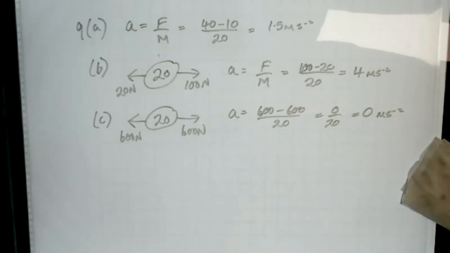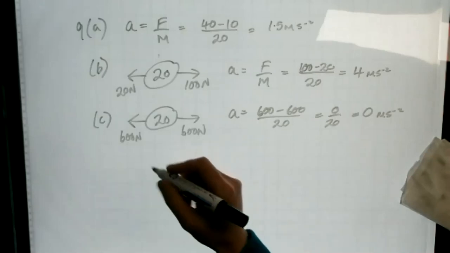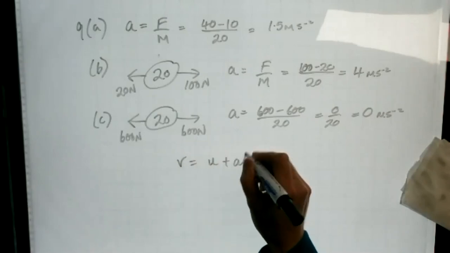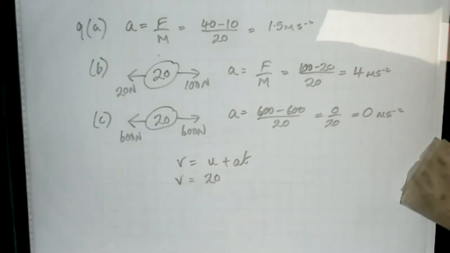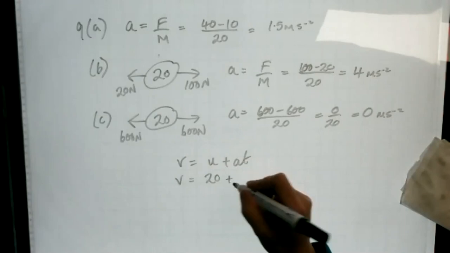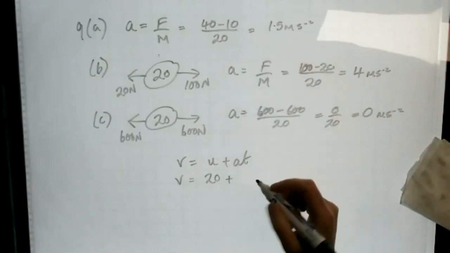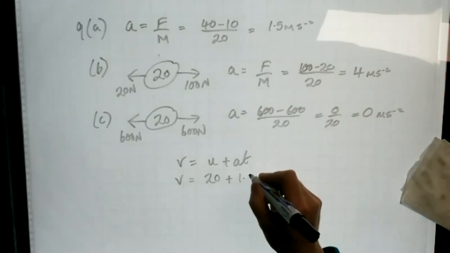Okay, so that finishes parts A, B, and C. Now, part D: if at a given instant each block has a velocity of 20 meters per second to the right, find the velocity of each 2 seconds later. So just use your formula, v equals u plus at. The velocity is 20 meters per second to the right, so it's 20 plus the acceleration, which is 1.5 meters per second squared.